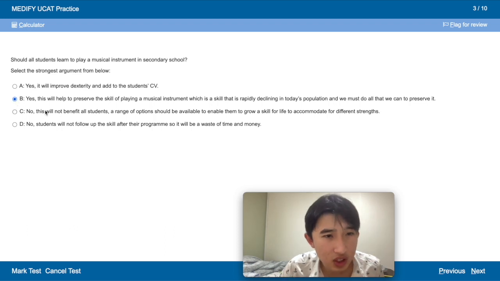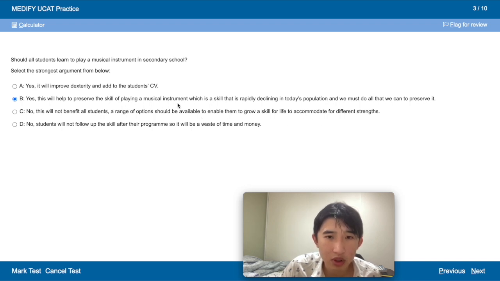So it's between B and C. To preserve skill, playing music, which is a skill. Yeah, B seems right.